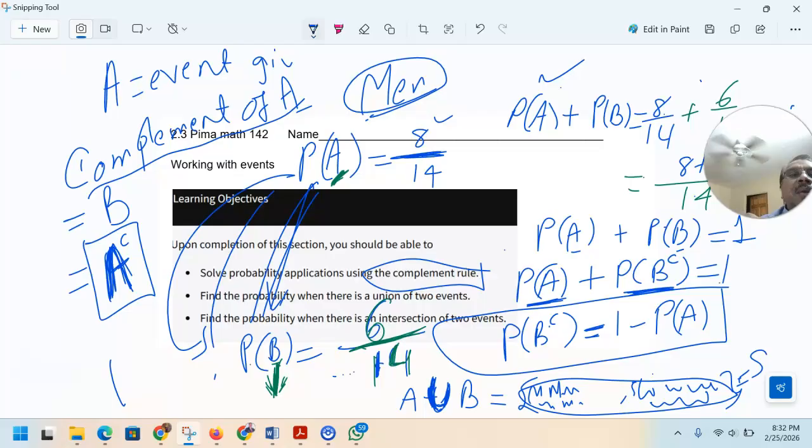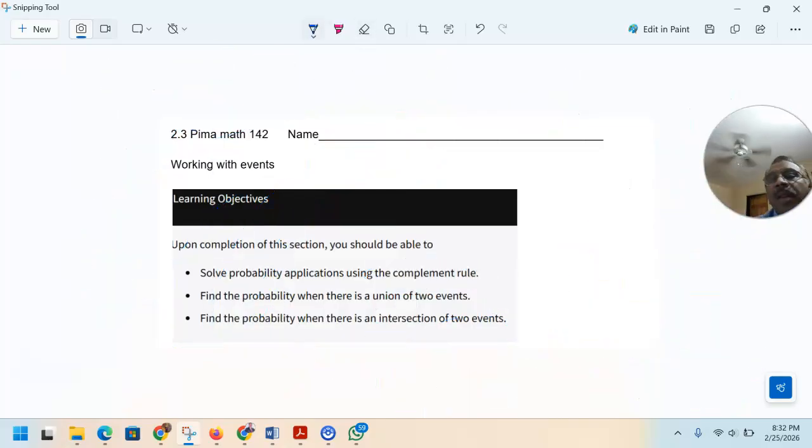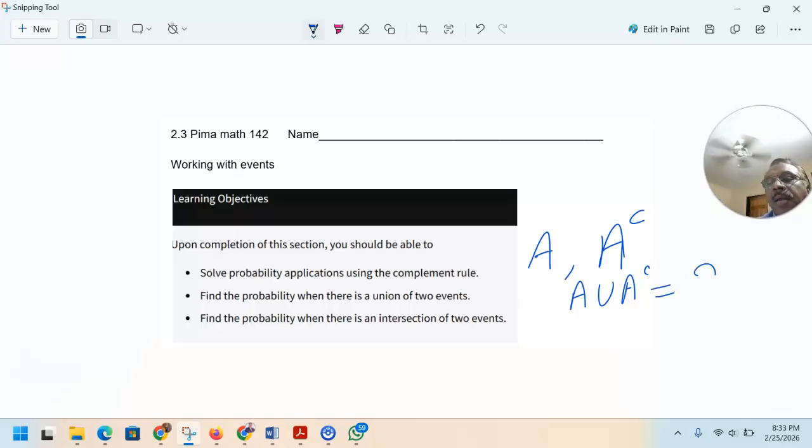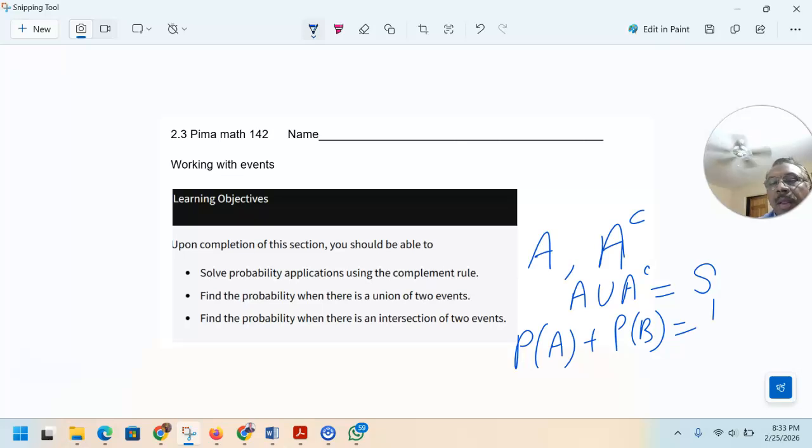So what did we learn here is if A is an event, then the complement of A is A complement. That's all it is. And if you combine A and A complement, you end up getting the whole sample space. And when you write probability of A plus probability of A complement, that's 1.